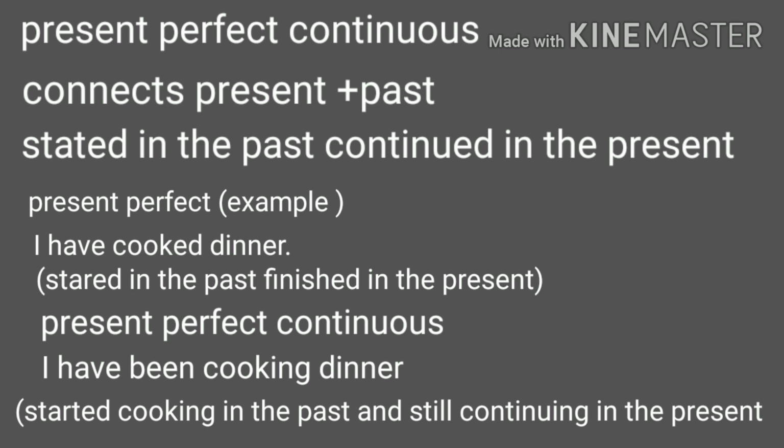I have cooked dinner. This is an example of present perfect tense. So it means I started cooking in the past and have finished in the present. But let's see then an example of present perfect continuous. I have been cooking dinner. I have started cooking dinner in the past but still continuing in the present. So this is the difference between present perfect and present perfect continuous.